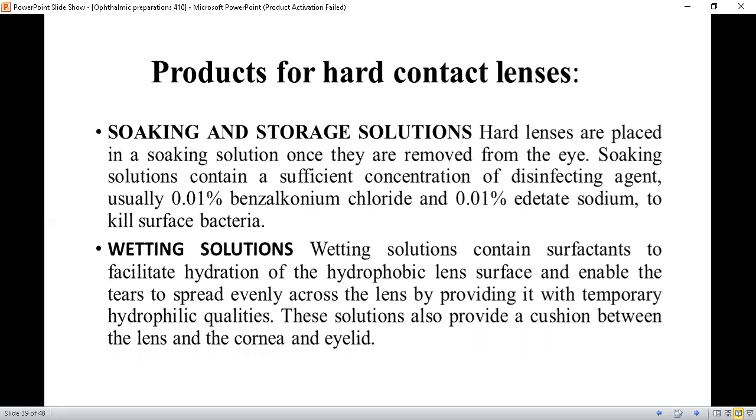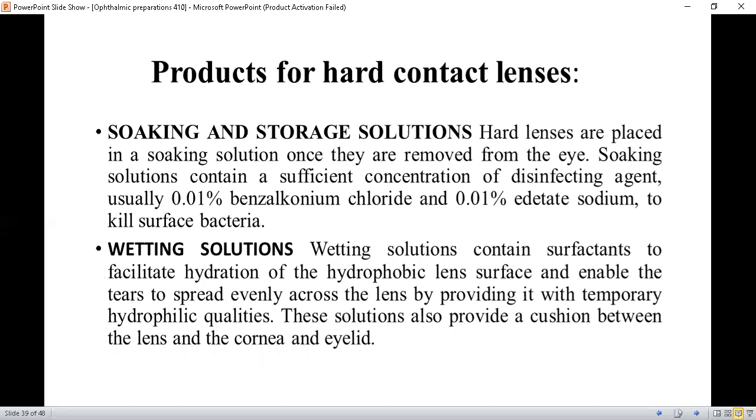The next category of solutions that are being used are soaking and storage solutions. Hard lenses are placed in a soaking solution once they are removed from the eye. Soaking solution contains a sufficient concentration of disinfecting agent, usually 0.01% benzalkonium chloride and 0.01% edetate sodium, to kill surface bacteria. So soaking and storage solution contain these two chemical substances that are being used as an antibacterial for the lens.